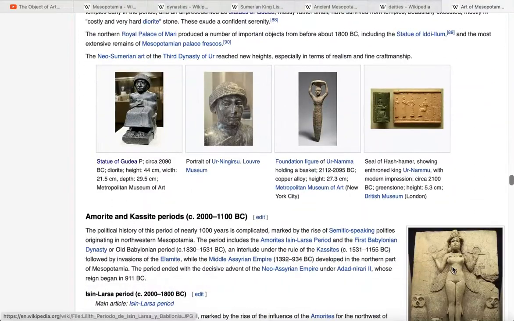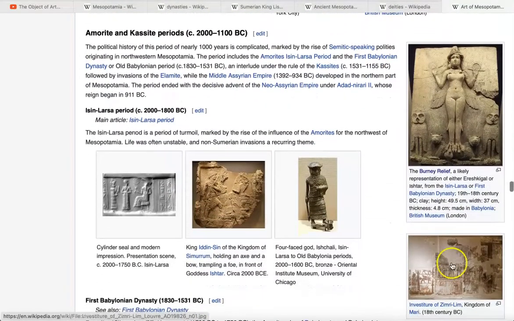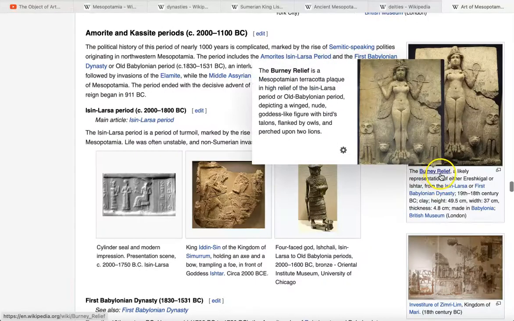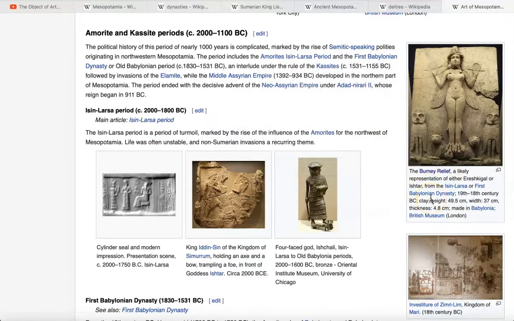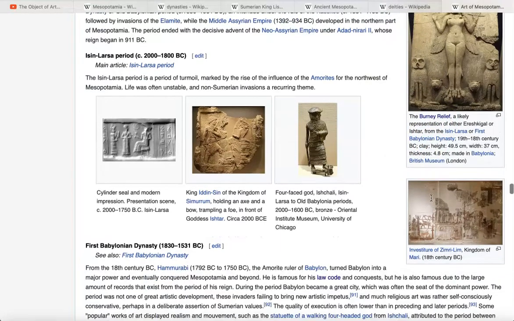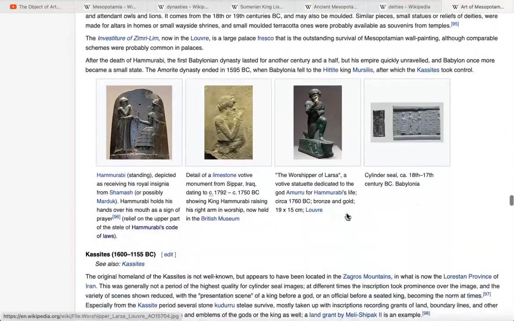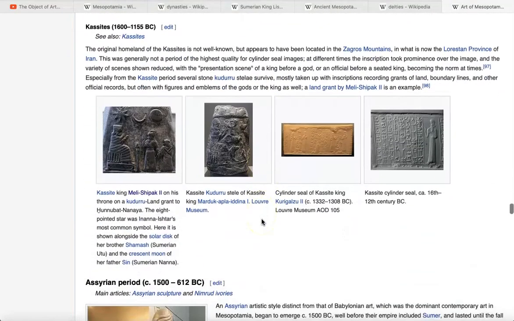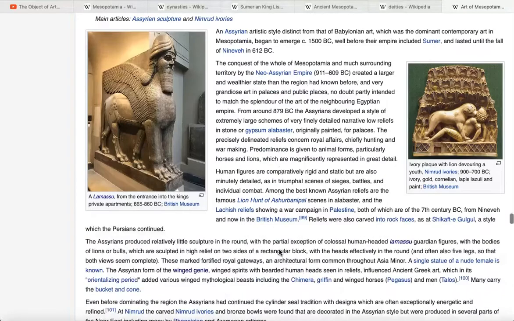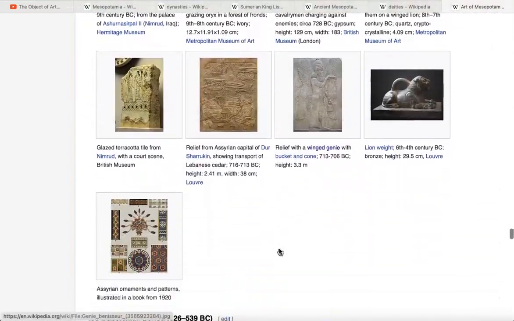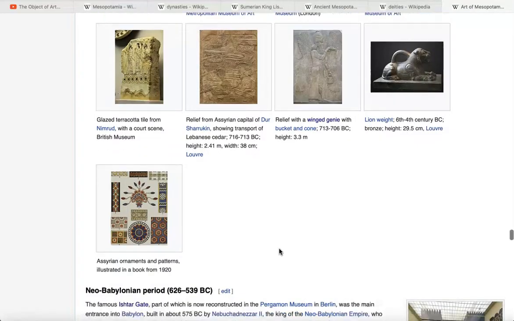I think I'm going to have a great time with this, and I hope you have a great time with it too. This one is called the Burney Relief, but it's also referred to as Queen of the Night. So that should be interesting. The Code of Hammurabi. This is interesting too. The Kassite King, Melishipak II, with his solar disk and these other symbols above him. The Lamassu, and so on and so forth.